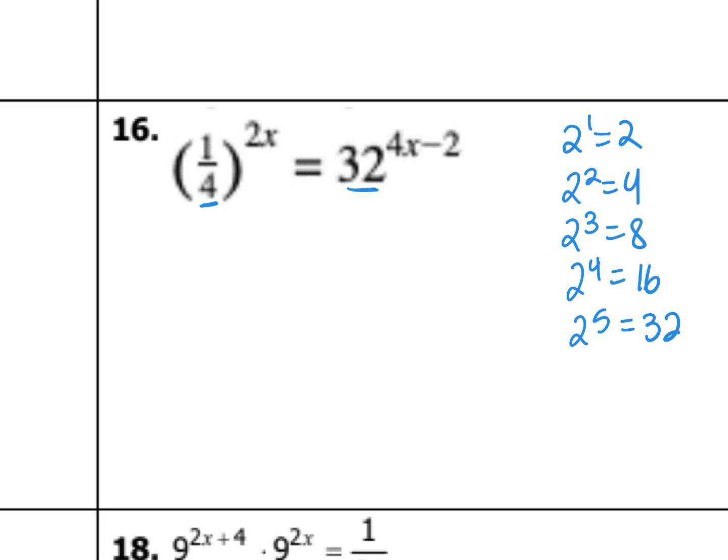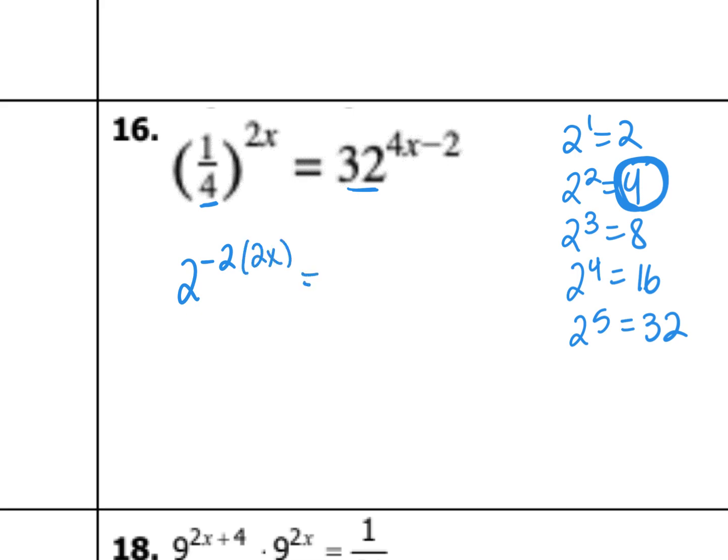Left side first. 1/4. How would I rewrite 1/4 with a base of 2? Good, Jacob. 2 to the negative 2. Okay, I look and see what exponent gives me a base of 4, and that is the second exponent of 2. But I make that negative to make this a 1/4. Okay, that's how we do it. What is the left side still missing though? The 2x that goes in parentheses.